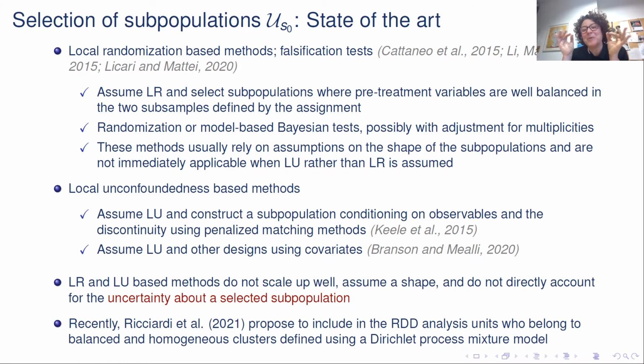So the main problem, and almost the only problem, let's say, in this local randomization approach is the selection, is identifying, so selecting this subpopulation that we have only assumed existing, but we do not know who the units belonging to this subpopulation are, okay? So several methods have been proposed in the literature, mainly based on falsification tests.